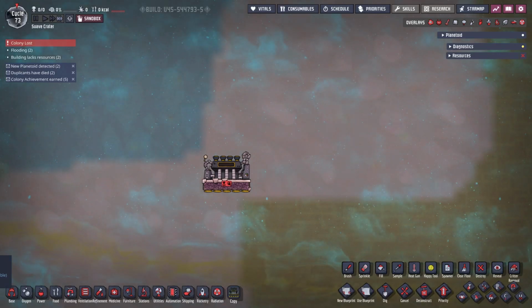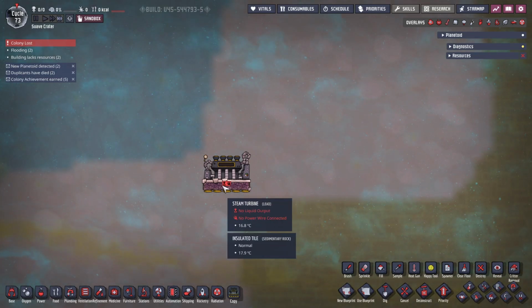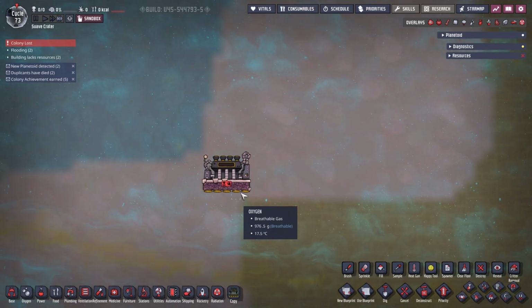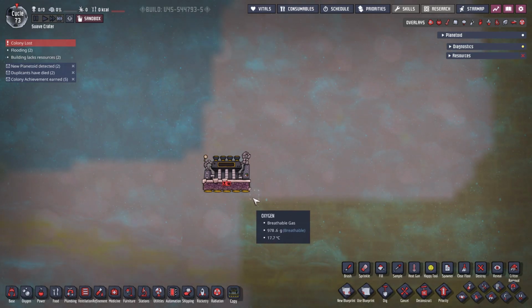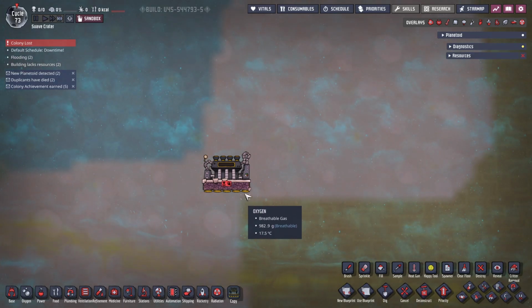The steam turbine is going to consume steam in order to produce energy. So what's going to happen is that here at the bottom, close to the inlets, there will be steam, and thanks to its inlets, the steam turbine is going to consume the steam and produce power thanks to that. It will also emit water.